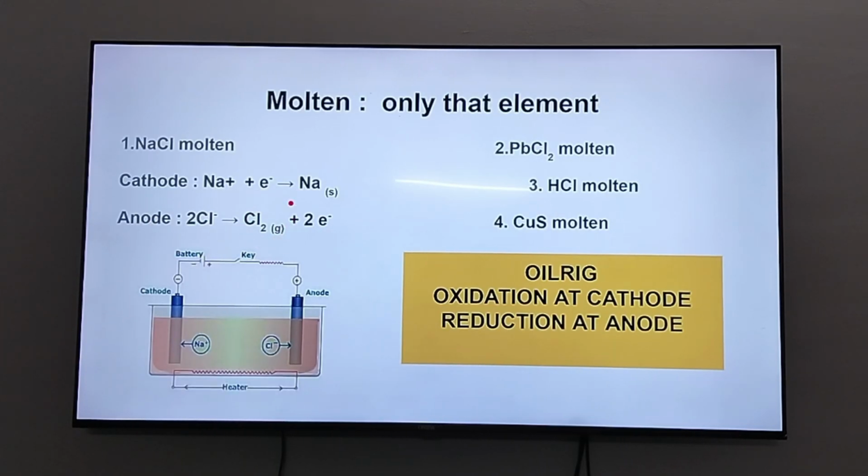Now they could ask you, what is the test for chlorine gas? The test would be that the damp litmus paper gets bleached. They could also ask you, what would be your observation? When there is a gas, the first observation is bubbles, but because chlorine is a colored halogen gas, the observation will be bubbles with a yellow-green color. Molten copper sulfide would give copper at the cathode and sulfur at the anode. In this case, there is no gas, so there will be no bubbles. I hope that is clear.